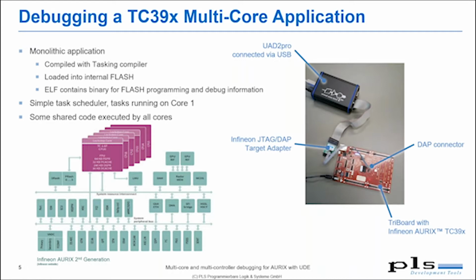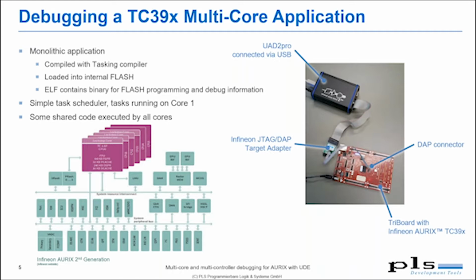The UDE 2 Pro that I use is connected using USB to my PC where the UDE is running, and it is also connected using this combined JTAG DAB Infineon target adapter to the DAB debug interface of the triboard. The JTAG DAB adapter is the only device-specific part in this debugger setup.